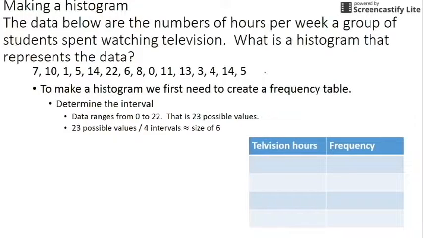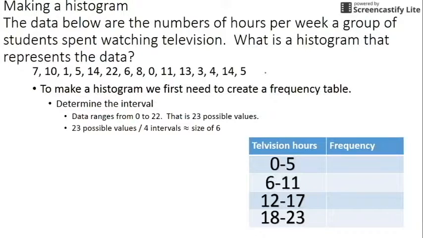All right, so now we know we're going to start at 0. We want it to be of size 6. So I'm just going to count off on my hand till I get 6 numbers. 0, 1, 2, 3, 4, 5. There it is. 6, 7, 8, 9, 10, 11. 12 through 17. 18 through 23.